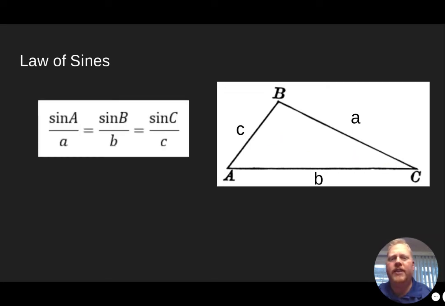So here's what the law of sines is. It says the sine of angle A divided by a, that creates a ratio. And that ratio is equal to the sine of B divided by b, and the sine of angle C divided by side c. All right, so that's the law of sines. Pretty easy to remember too.